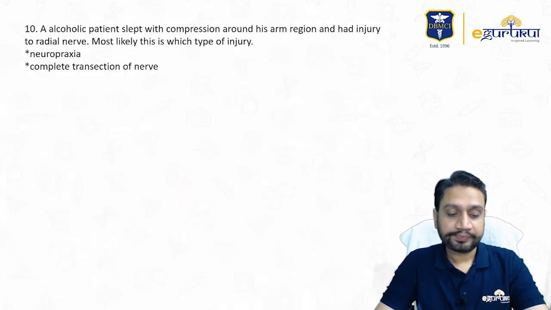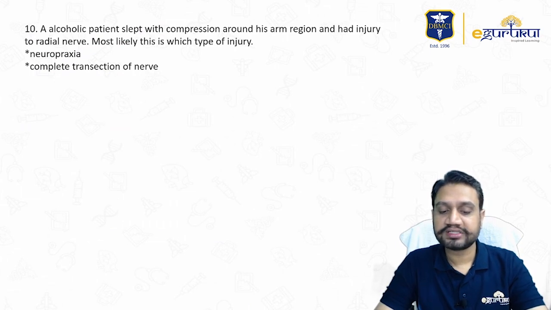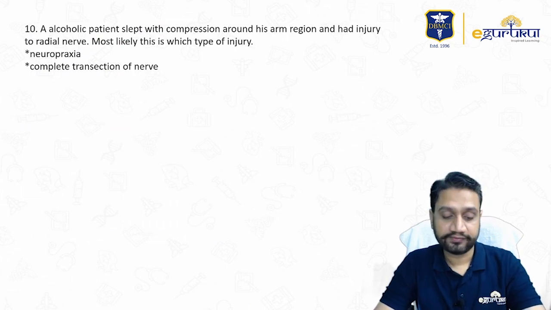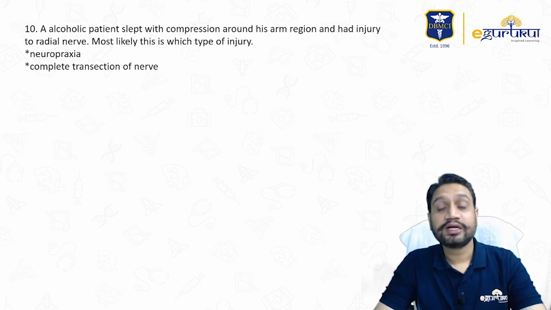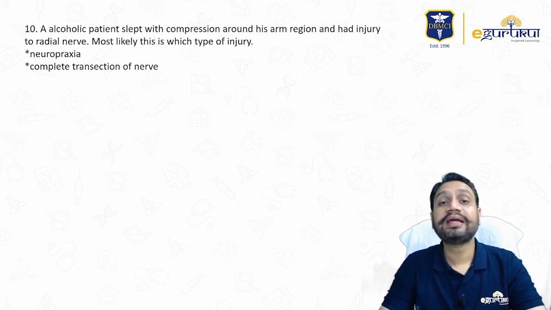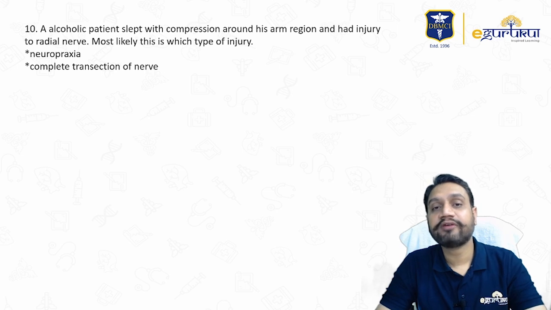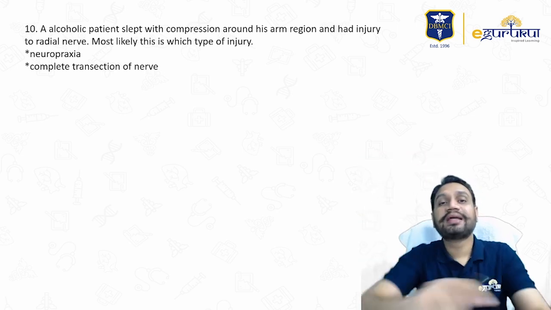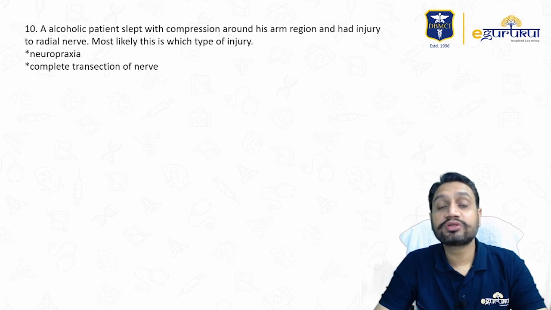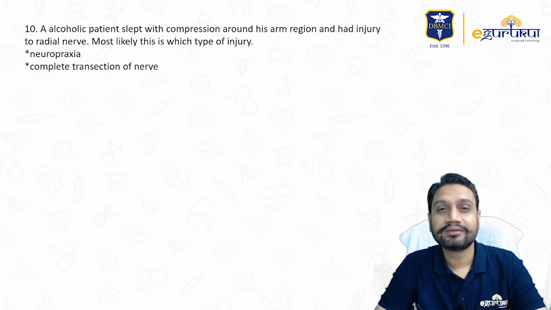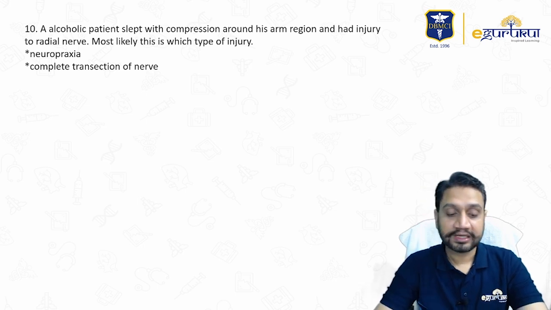Another one we had: an alcoholic patient slept with compression around his arm and had injury to the radial nerve. Most likely what kind of injury is this? There is no specific injury, there is only compression, and this is just a physiological block. For example, when you sit for a long time with a crossed leg, the upper leg starts giving you some tingling, some numbness. This tingling sensation in the leg is because the nerve, the CPN, has been compressed. Once you relieve the pressure, it is fine. Same thing is happening here.